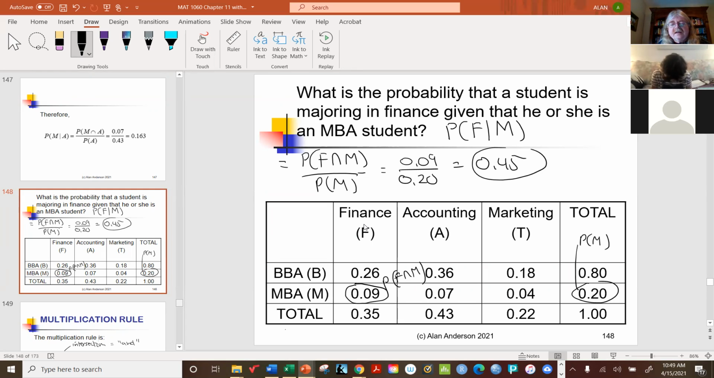And again, I'll put it down here, but the probability of F, just plain F, is actually 0.35, which is different than this probability. And the reason why they're different is because a larger percentage of the MBA students are studying finance than among the bachelor's degree students.